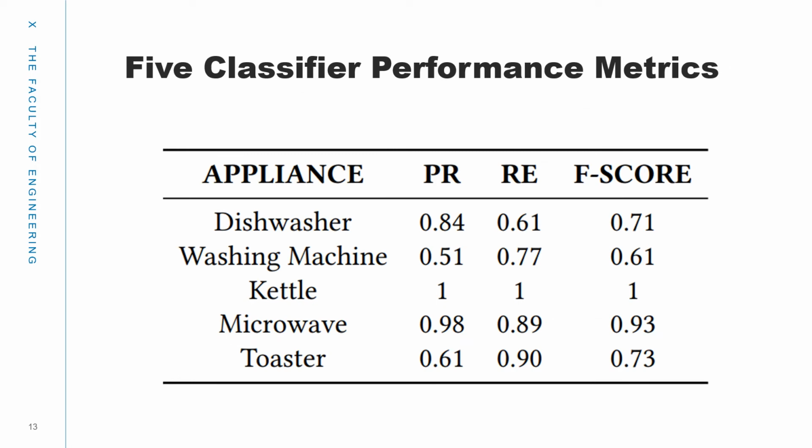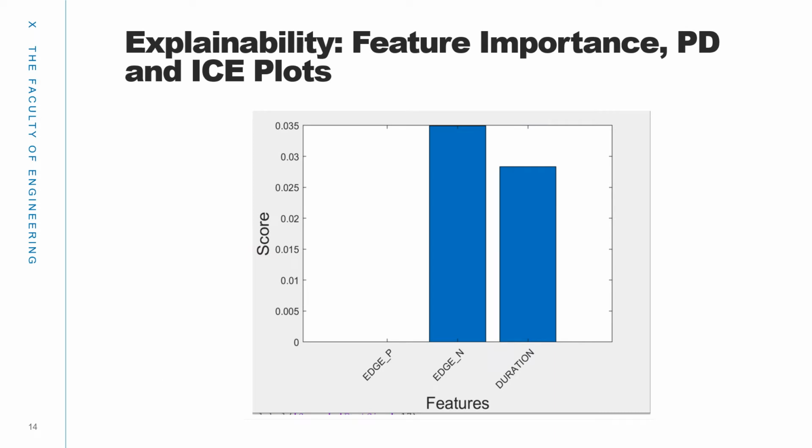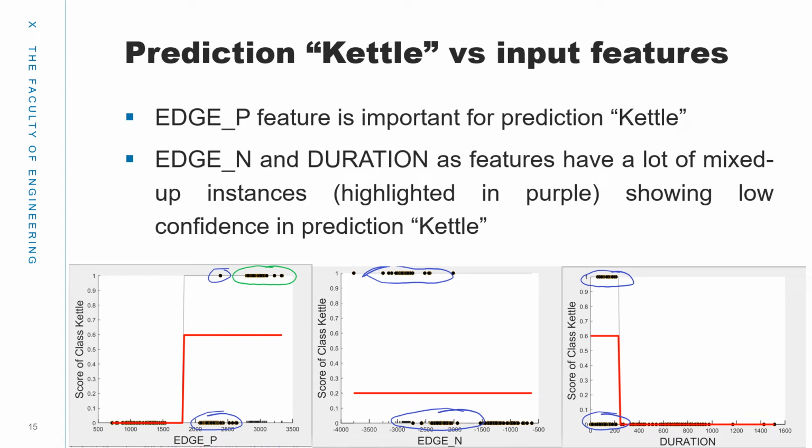These are the results of the 5 classifiers. We observe kettle having the best performance and washing machine having the least performance. To understand this outcome from the model, we first plot the feature importance graph. It is observed that the model, in general, considers edge N and duration to be more important than edge P. Edge P is the least important feature as per the feature importance graph.